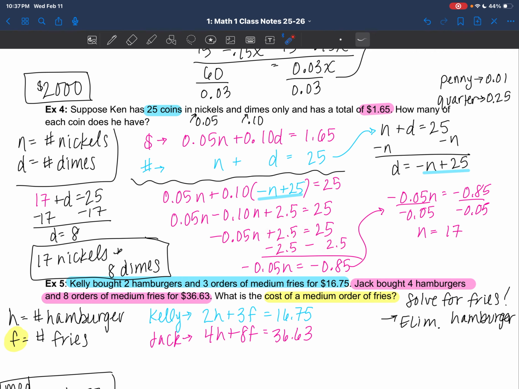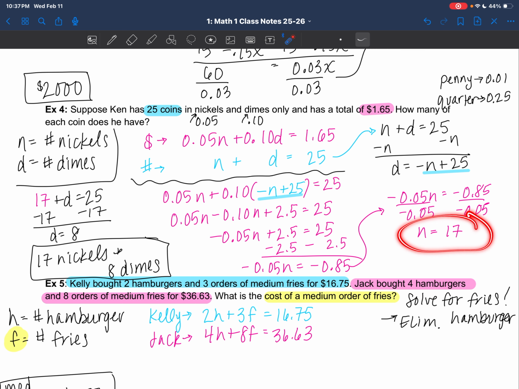And so I've got negative 0.05 times nickels equals negative 0.85. So now I'm going to bring that over here. I'm going to divide both sides by negative 0.05, and then I'm going to get N equals 17. So that means 17 nickels.